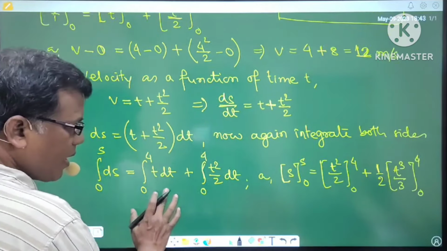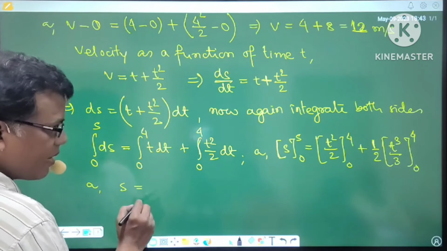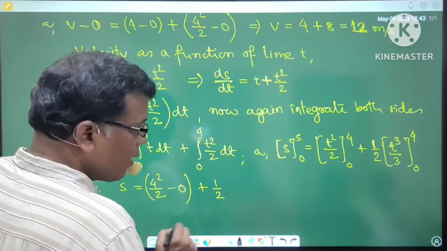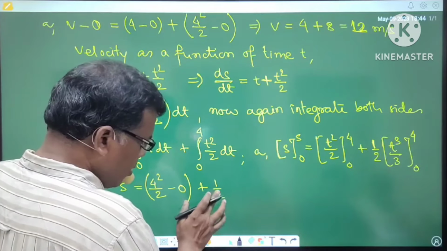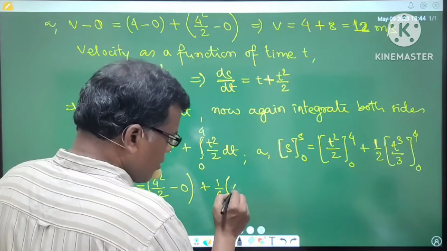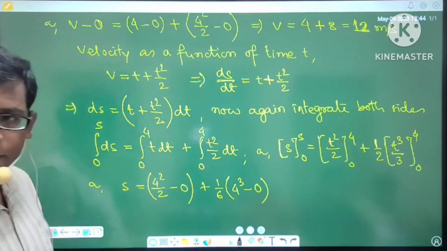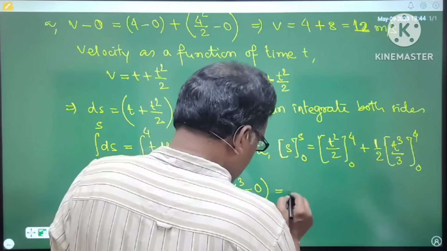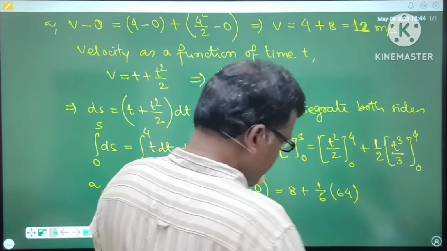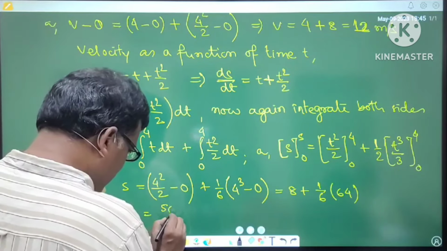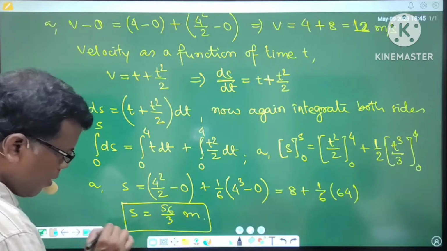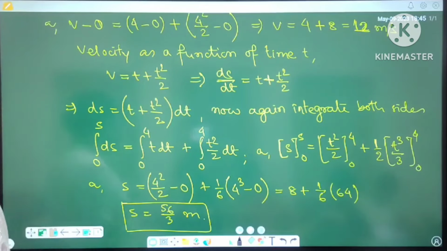Fine. So next we can write down, s is equal to 4 square by 2 minus 0, first part, plus half. In fact 3 can also be taken out. So you can write it as 1 by 6 into t cube, that is 4 cube minus 0. So s is coming 8 plus 1 by 6 into 64, that is 56 by 3 meter. So this is the displacement in this journey in 4 seconds. Did you understand or not?